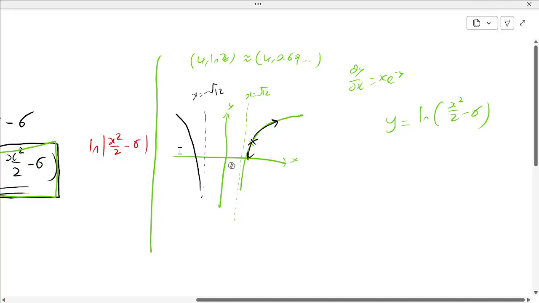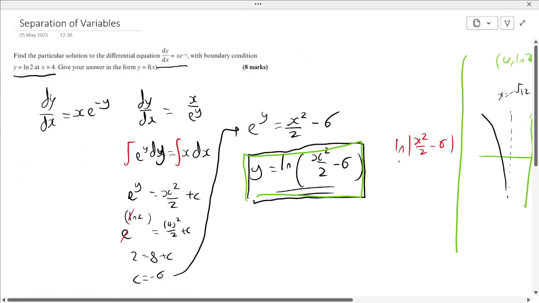So that explains how you do this question, and I've also explained why the proposed solution in the textbook is actually not quite correct.